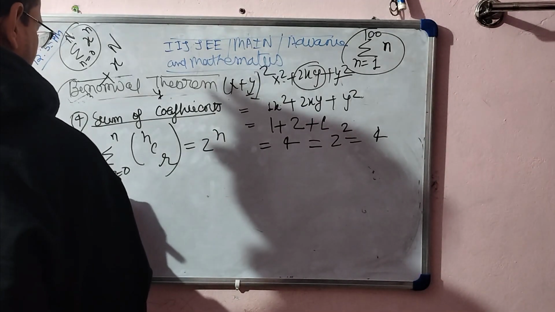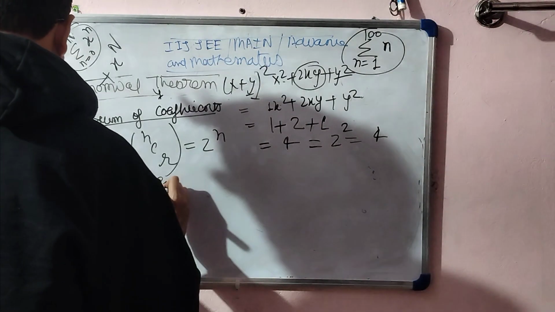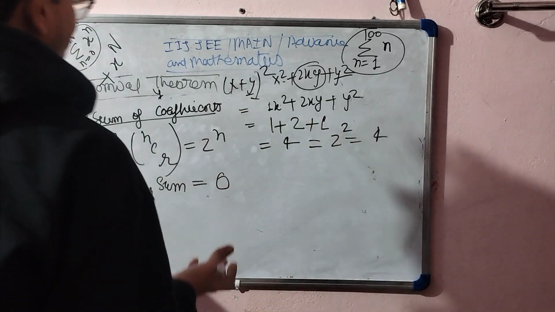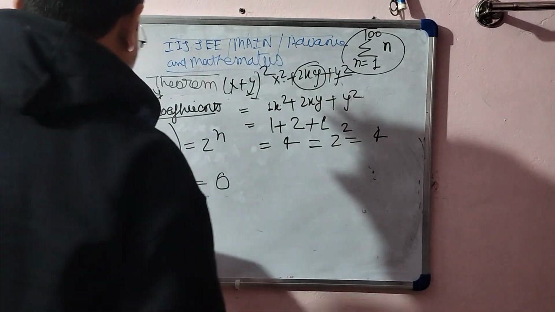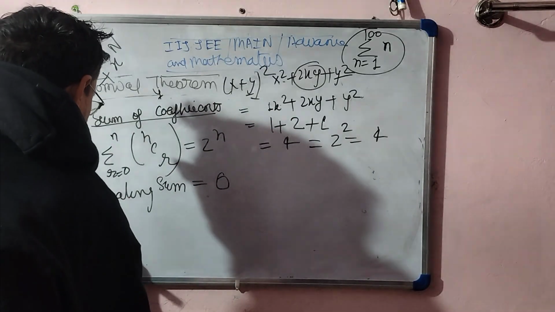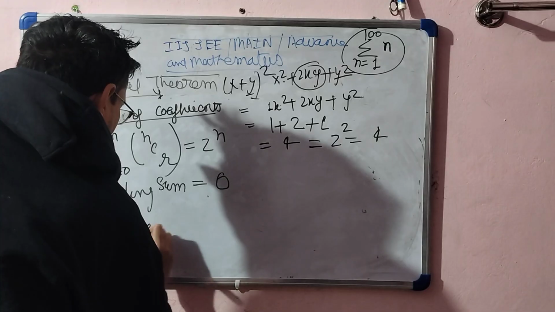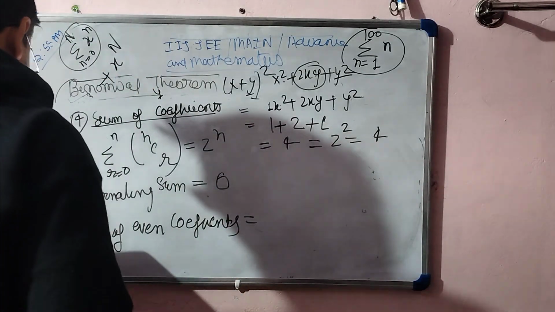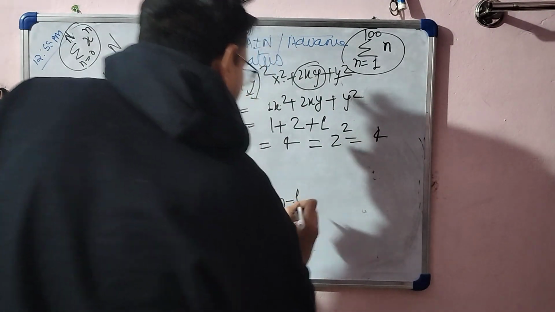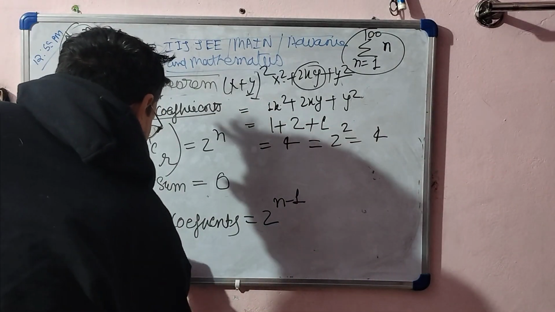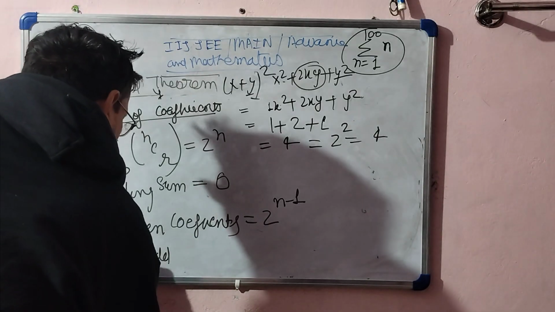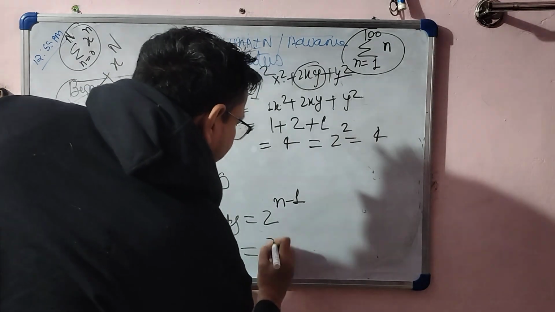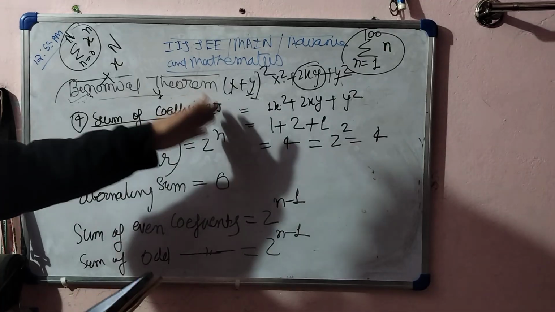Then the alternating sum of coefficients is 0. In many places in JEE Advanced the answer comes out as 0 when it is an alternating sum. Then the sum of even coefficients is 2 to the power n minus 1, and the sum of odd coefficients is 2 to the power n minus 1. Okay, you have to remember that point.